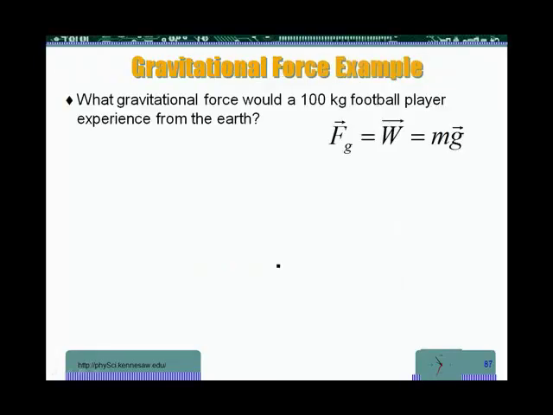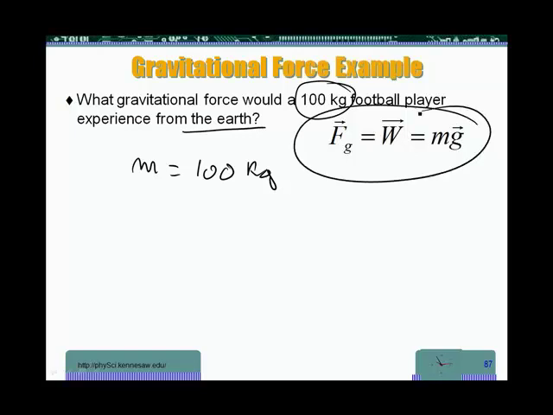Let's start with this question. What gravitational force would a 100 kilogram football player experience from the Earth? Now first, just as a reminder, in a question like this, when they give us 100 kilograms, that has the units of kilograms, which is the units of a mass. So the 100 kilograms refers to the mass of the football player. So we know the mass is 100 kilograms, and we are being asked to find the gravitational force at the surface of the Earth. So that's easy. We just use this.